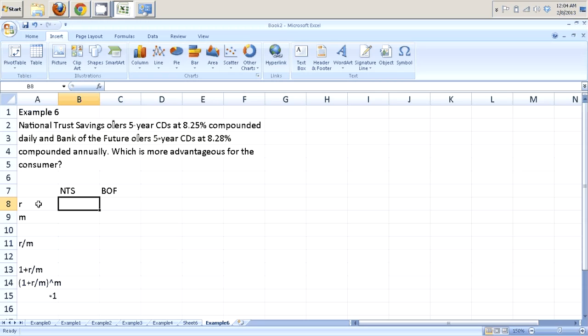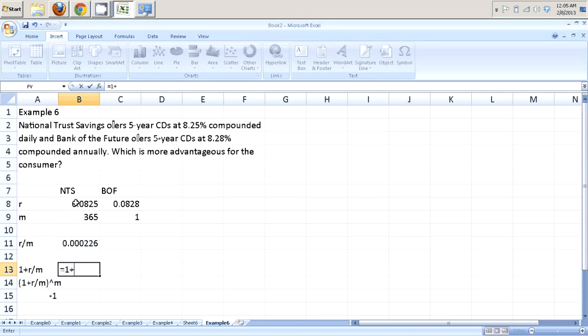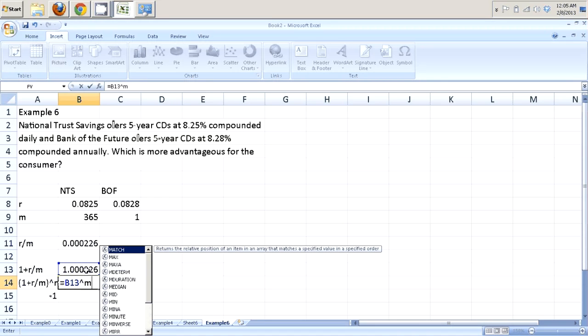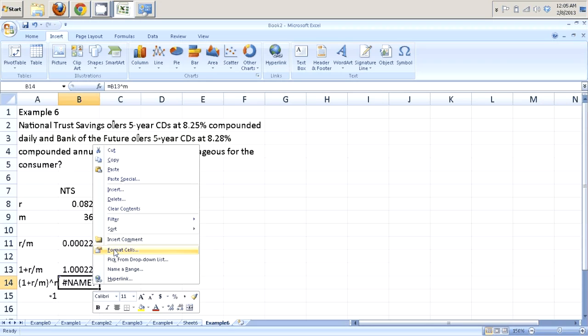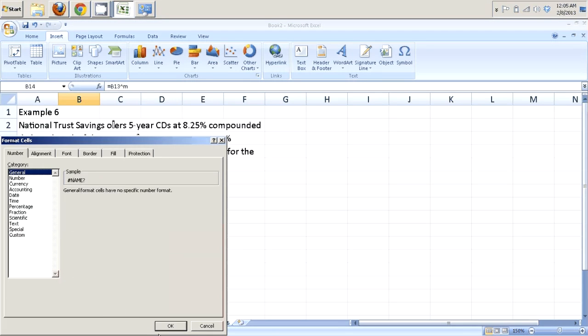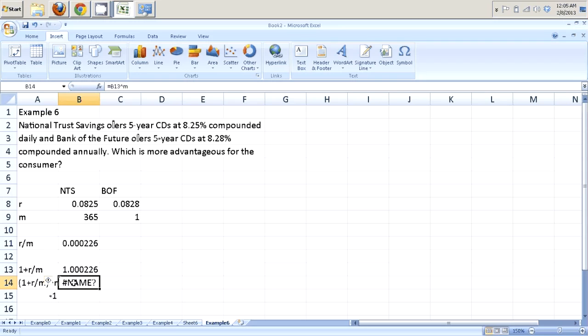Their rates are pretty easy, 0.0825 and 0.0828. Their compounding frequencies are daily and annually. Okay. So let's do R divided by M for both. So this looks like rate divided by compounding frequency. For 1 plus R to the M, this is equals 1 plus rate divided by the compounding frequency. Again, I get to take this value and raise it to the M. Let's format it so it's certainly a number. And this looks like whatever this value is minus 1.